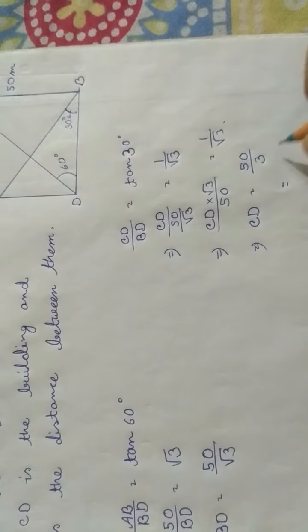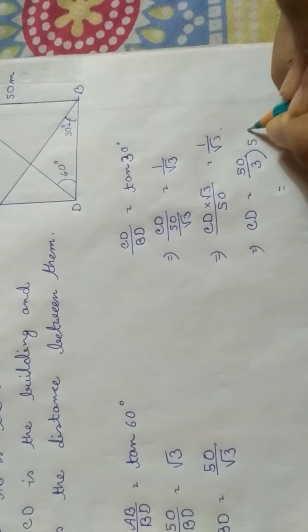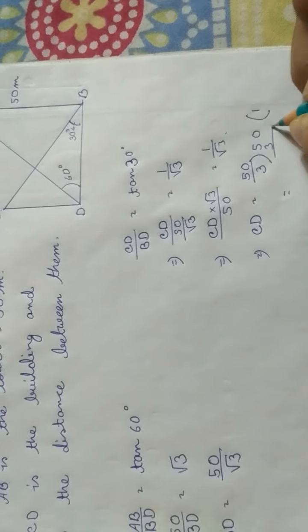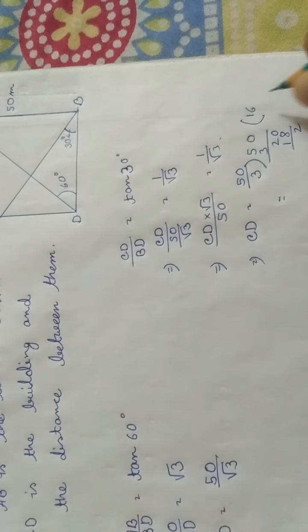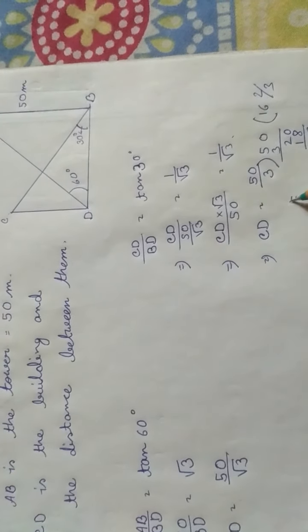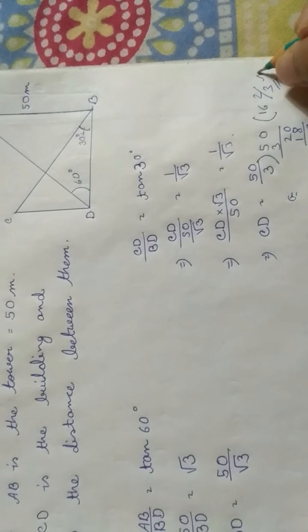So 50 by 3, and if you divide it you will get 16 2 by 3. So this is our answer. 16 2 by 3 meters is the height of the building.